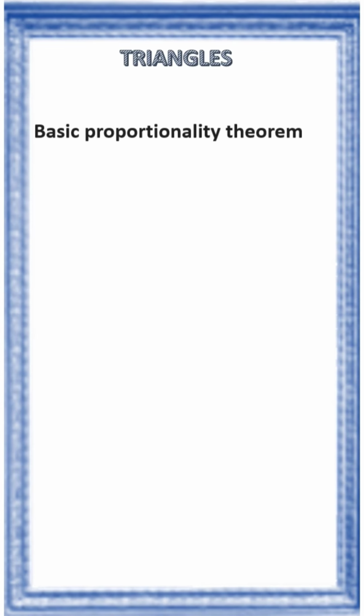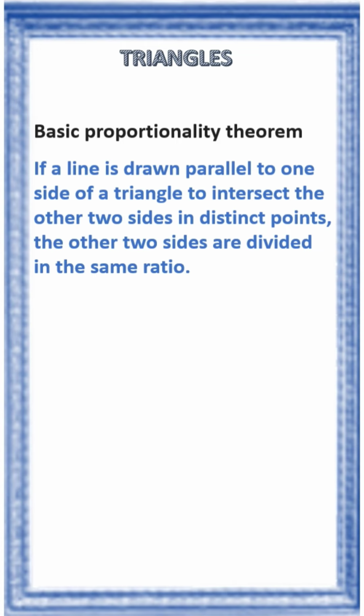In the chapter Triangles, 4 marks theorem appears, a compulsory question. So become well versed with the theorems. Basic proportionality theorem. The statement of this is, if a line is drawn parallel to one side of a triangle to intersect the other two sides in distinct points, the other two sides are divided in the same ratio.